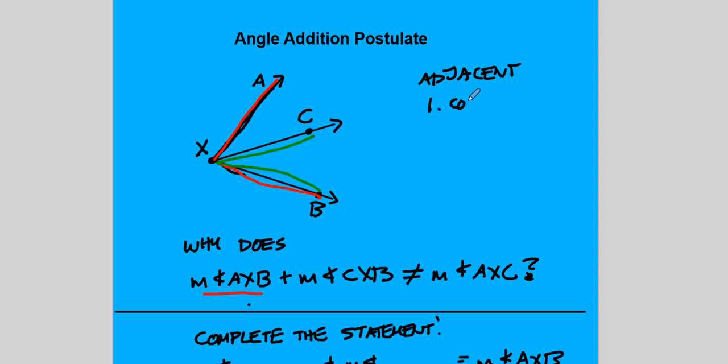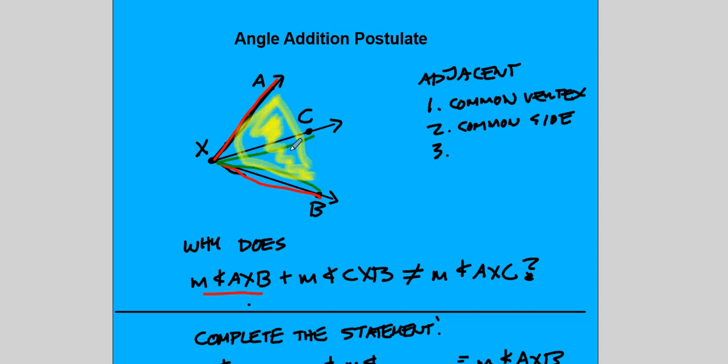One, common vertex. Two, common side. So these two angles actually meet the first two criteria. They have a common vertex and they do share a common side XB. The problem is that there's an overlap here, and you can see that overlap. If I use a paintbrush here, this is AXB, the interior of that angle, and the other angle is CXB. They overlap because of this blue that I'm shading right here. So this is not true because they overlap.